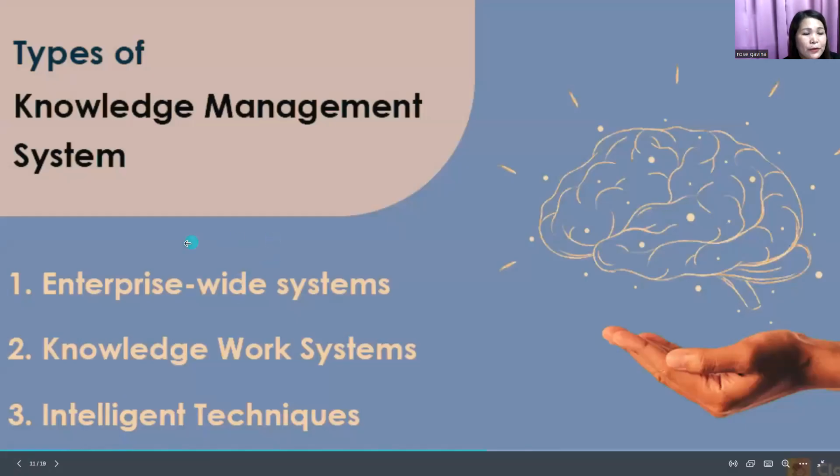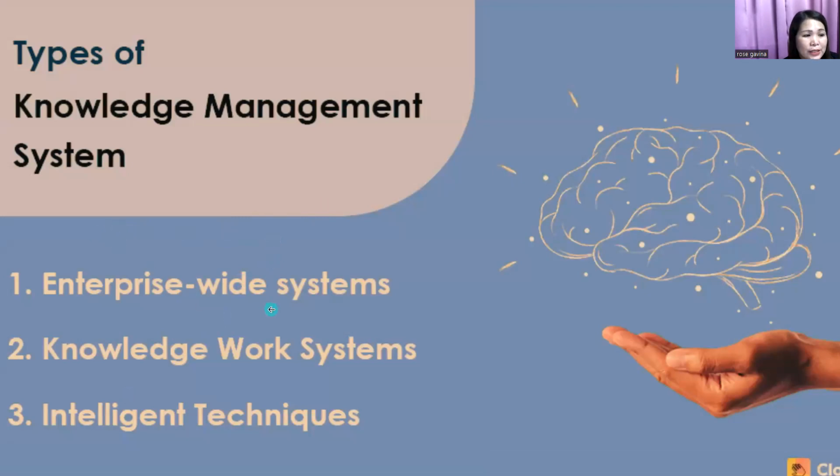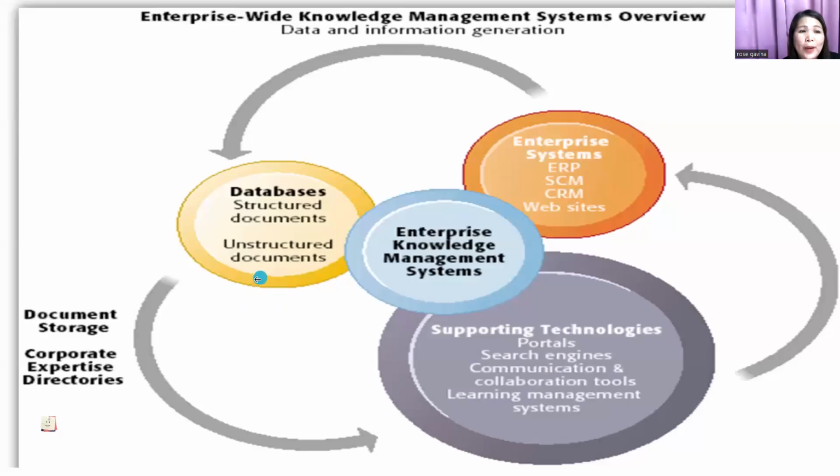So what are the different types of knowledge management systems? First is enterprise-wide systems, knowledge work systems, and intelligent techniques. So enterprise-wide knowledge management systems overview. An enterprise-wide knowledge management system delivers the crucial benefit of maintaining organizational productivity and streamlining work. The significant advantage of such a system is that it permits the organization to aim at the business's processes rather than on data. In turn, this helps upsurge efficiency at the administrative level.